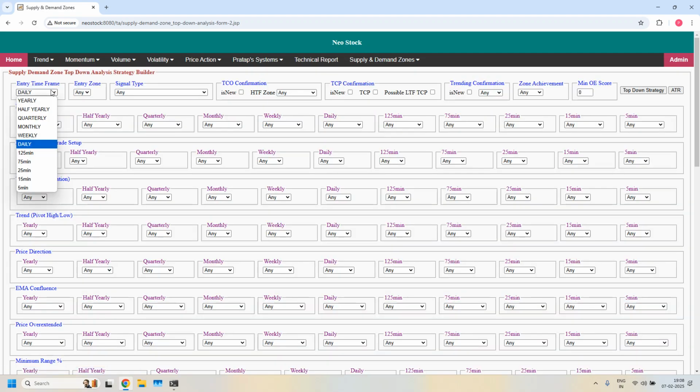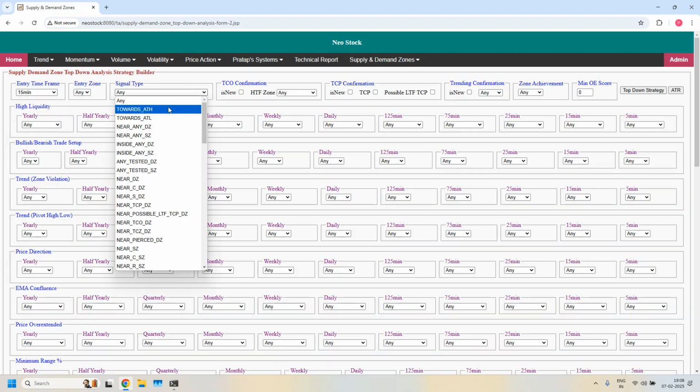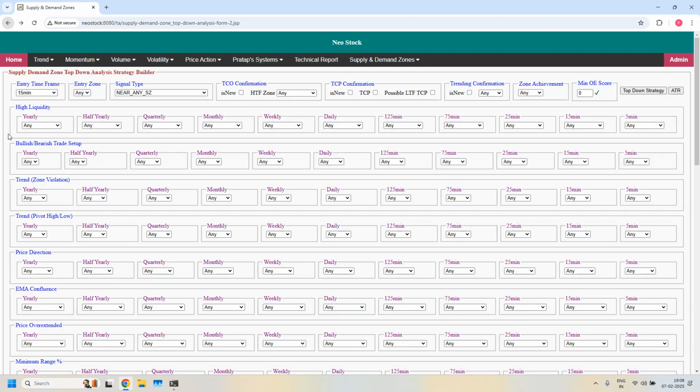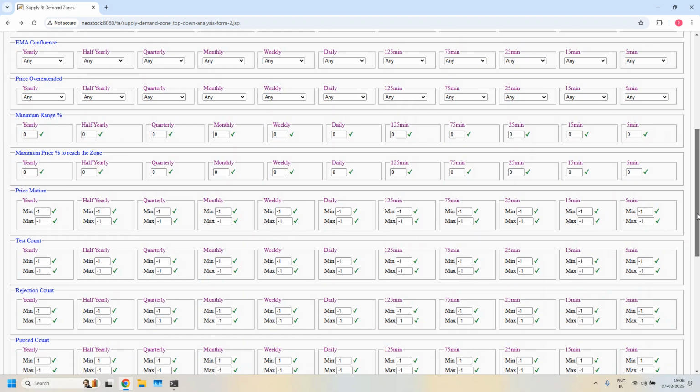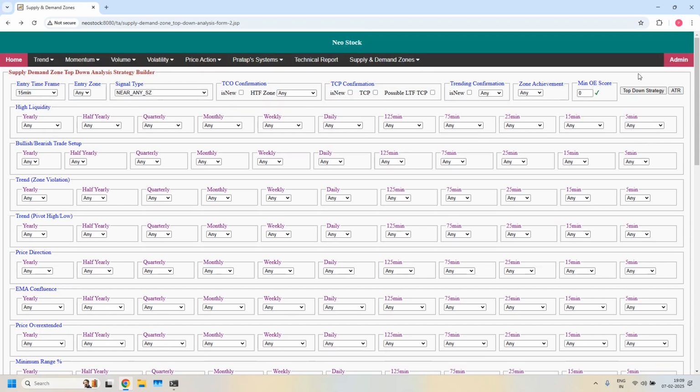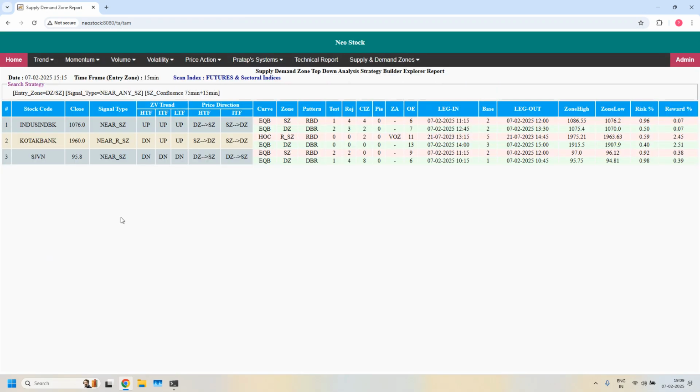Okay, next for 15 minutes time frame, stocks near 15 minutes supply zone. We got 6 stocks. Let us identify the zone confluence based filter. Let us apply. So based on 15 minute supply zone with 75 minute supply zone confluence, I am enabling the filter. With this filter, we got 3 stocks. These 15 minute supply zones are overlapped with 75 minute supply zone.